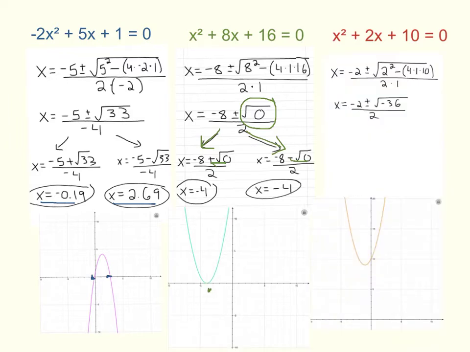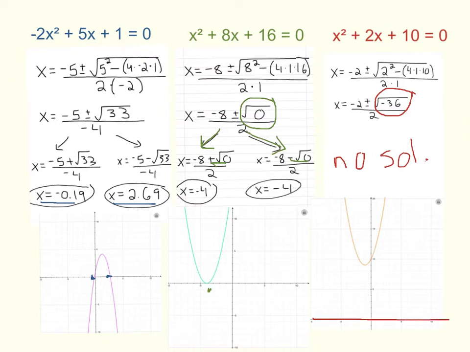On this last example, when you go to solve using the quadratic formula, we end up getting a negative number underneath the square root. And we can't take the square root of a negative number, so in this case, there is no solution. And if you look at the graph, it makes sense because our parabola never crosses the x-axis, so there is no solution.